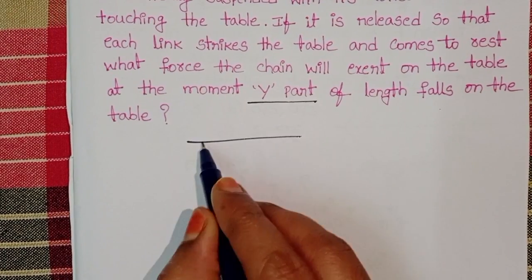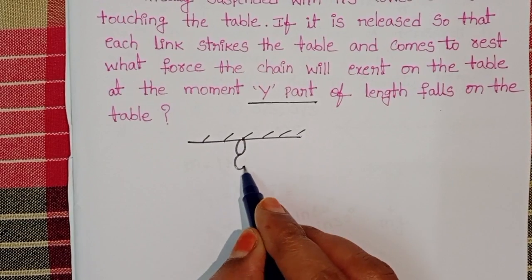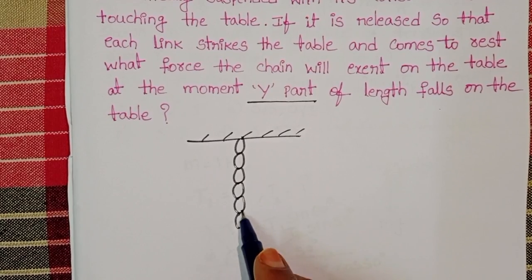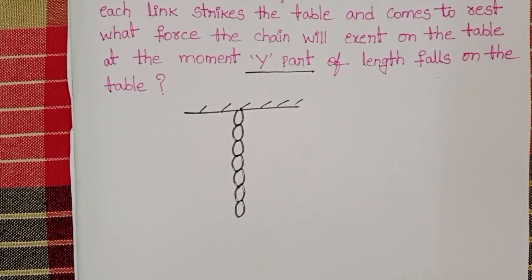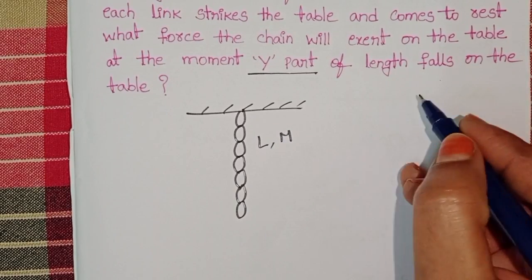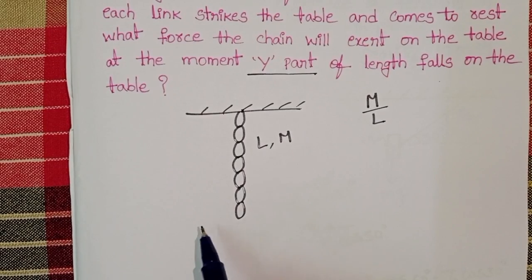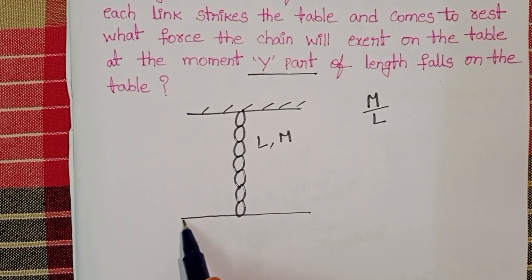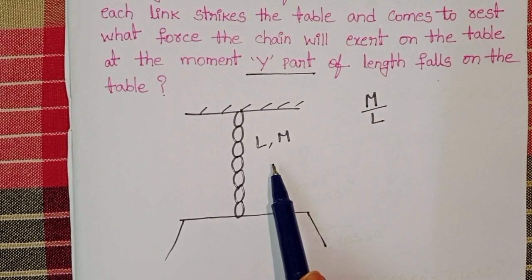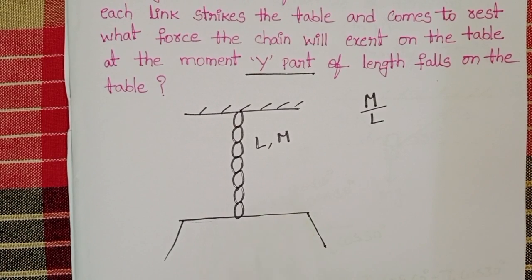Initially, the chain is at vertical position. This chain has a number of links and the mass is distributed uniformly. The length of this chain is L and the mass is M. So whenever the mass is distributed uniformly, take mass per unit length. This chain touches the top of the table. When this chain is released freely, it exerts a force on the table and finally comes to rest.